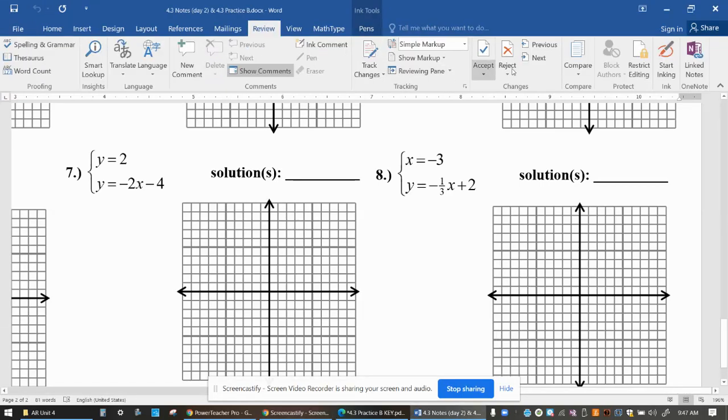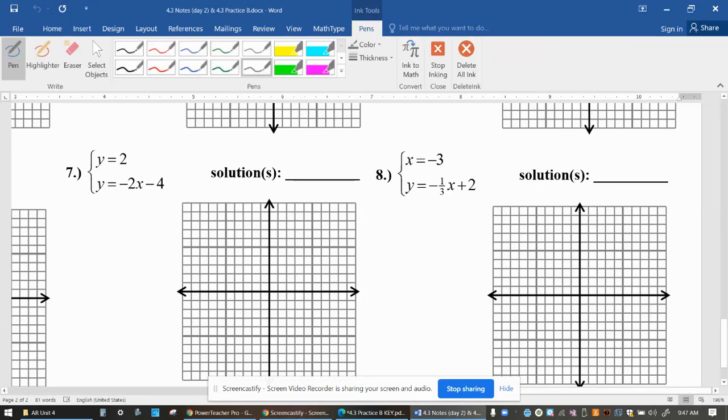Okay, so for number 7, you're asked to graph 2 lines. The first line just has y and a number. That is a horizontal line, okay? Sorry, that looks really crooked, but it's supposed to be straight. Okay, so that is a horizontal line.